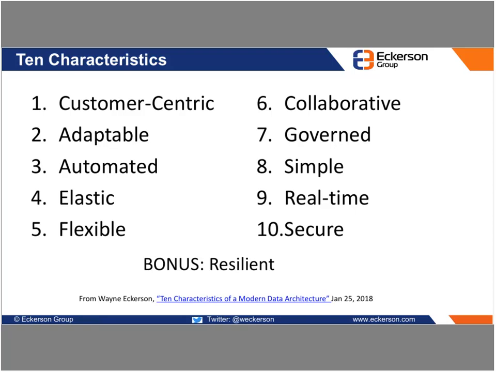Number 4 is elastic. Today's architecture allows us to separate storage and processing and scale each independently, and then only pay for what we use instead of paying for peak capacity. So this is a real breakthrough, especially in the cloud environment, either public or private cloud, that we can take advantage of in a data environment, especially one that has lots of volume and lots of workloads.